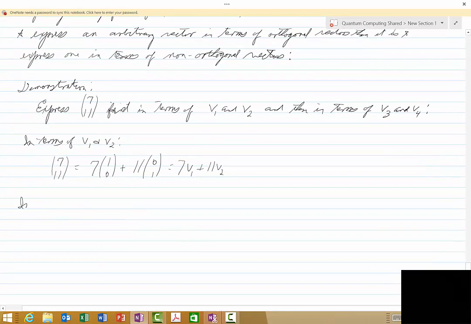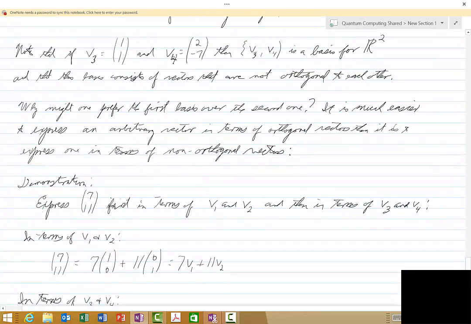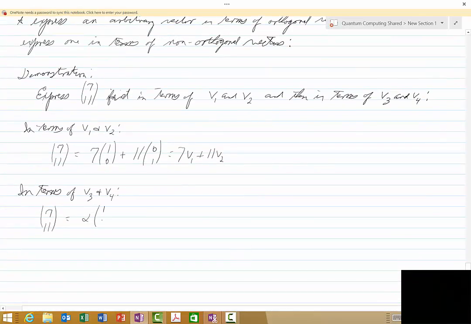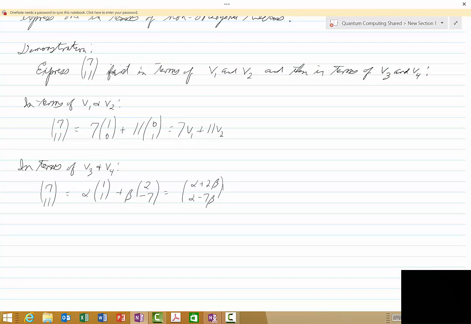But what if we want to express 7, 11 in terms of V3 and V4? Well, we get 7, 11 is equal to alpha times 1, 1 plus beta times 2, negative 7. And so this would be alpha plus 2 beta, and alpha minus 7 beta. And so we end up having to solve this system of equations. 7 is equal to alpha plus 2 beta, and 11 is equal to alpha minus 7 beta. And admittedly, it's not too hard to solve that system of equations, but this is a lot more work finding the coefficients in this case than it was in this case.